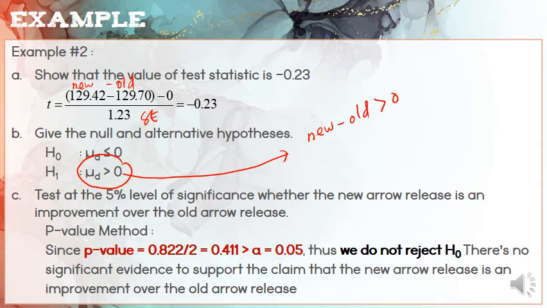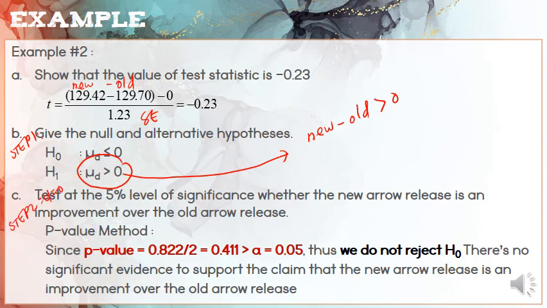Test at 5% level of significance whether the new arrow release is an improvement over the old arrow release. So, since dia tak bagi tahu pakai yang mana, saya pilih P value. But then, please make sure that untuk soalan macam ni, you should start from step 1, 2, 3 onwards. But kita dah buat step 1 dekat sini. Okay, you dah state your hypothesis. So, kita masuk step 2.